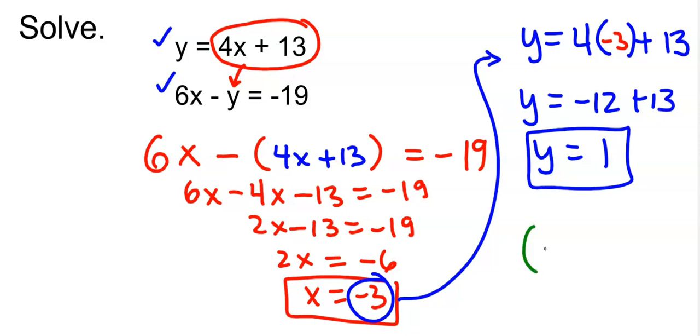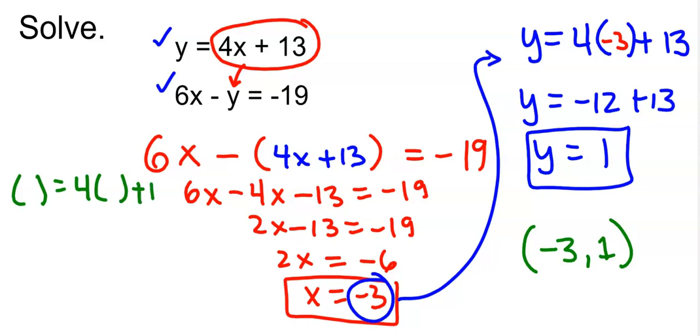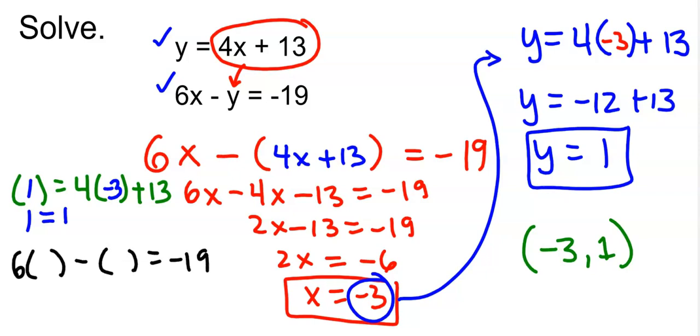You can always run a quick check step to see if your solution is correct. Take both equations, erase the variables, and replace them with your solutions. So if x is -3 and y is 1, then 1 is equal to -12 plus 13, which is true. We'll do the same with the second equation. Replace the letters x and y with the values that we've determined. X is -3, y is 1, and -18 minus 1 is -19. So this checks.